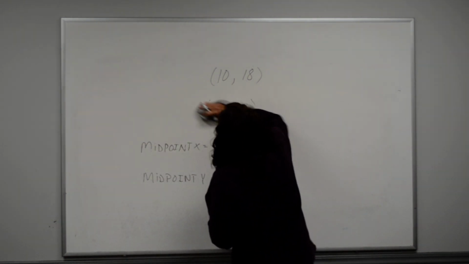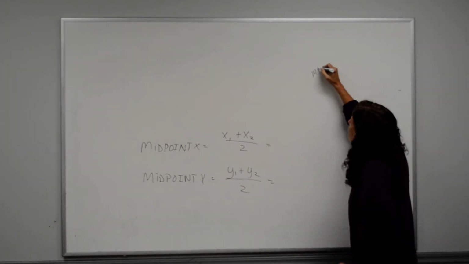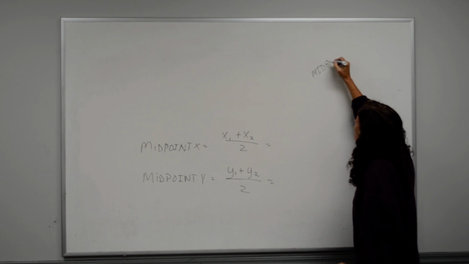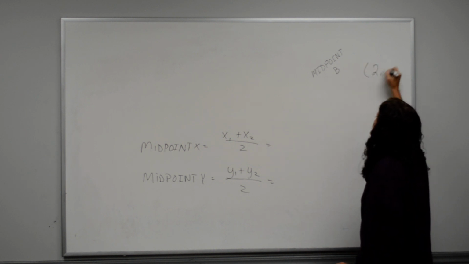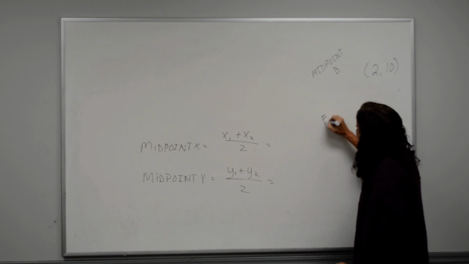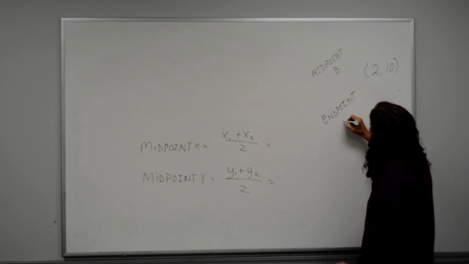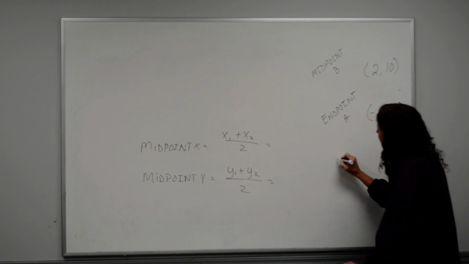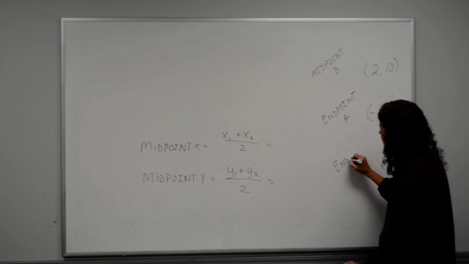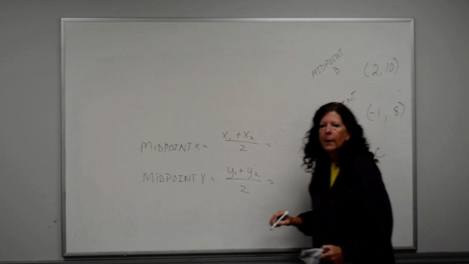Let's say that I know my midpoint, and you've got to read the problem really carefully to know which is your midpoint when they do this. So let's say I have a midpoint of B, and let's say B is (2, 10). And then I have another endpoint called A, and it's going to be at (-1, 8). I want to know the other endpoint, which is going to be C.